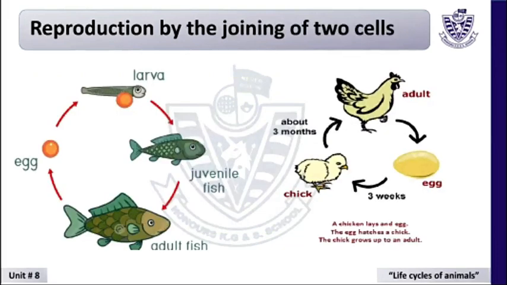Reproduction by the joining of two cells. This requires two types of cells. When these two cells join together, fertilization takes place and a new organism is formed. This new organism has two parents and has the characteristics of both of them. So it is not an exact copy of its parents.